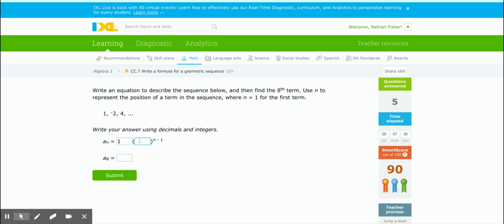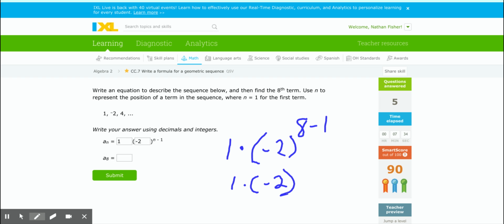1 is my first number. 1 times must be negative 2 to get negative 2. And then it has this part down here where it says a sub 8. What that means is it wants me to find the 8th value. So I'm going to plug 8 in for this n number, and whatever I get back is going to be my 8th term. So I have 1 times, in parentheses, negative 2 to the power of 8 minus 1. Well, that would be like 1 times negative 2 to the power of 7.